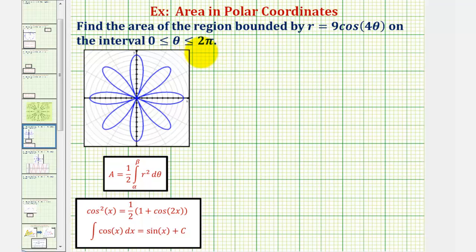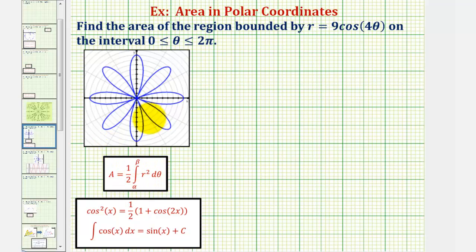In this example, we're asked to find the area of the region bounded by the curve given by r equals 9 cosine 4 theta on the closed interval from 0 to 2 pi radians. To find the area bounded by a polar curve, we use the formula area equals 1/2 times the integral of r squared integrated with respect to theta from alpha to beta.